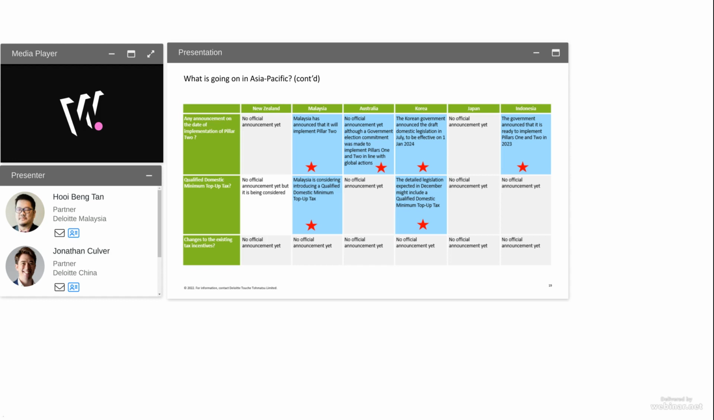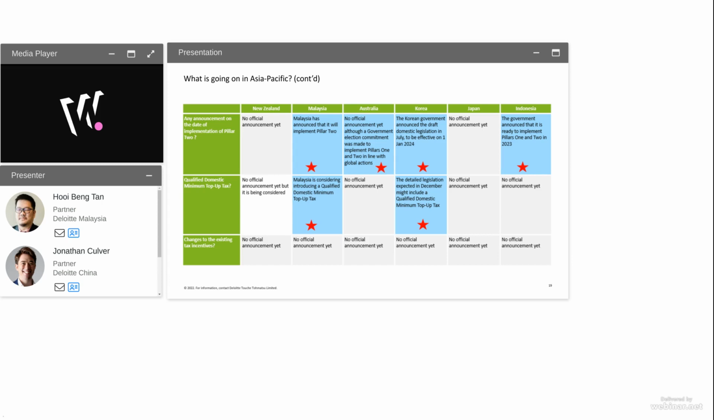And it did announce that it's considering QDMTT in just recent weeks, right? So tax holiday, no official announcement yet, but be assured, I think the tax holiday is meant to remain. Now to Australia, maybe Amelia, could I ask you to just explain a bit more on the Australian situation right now?